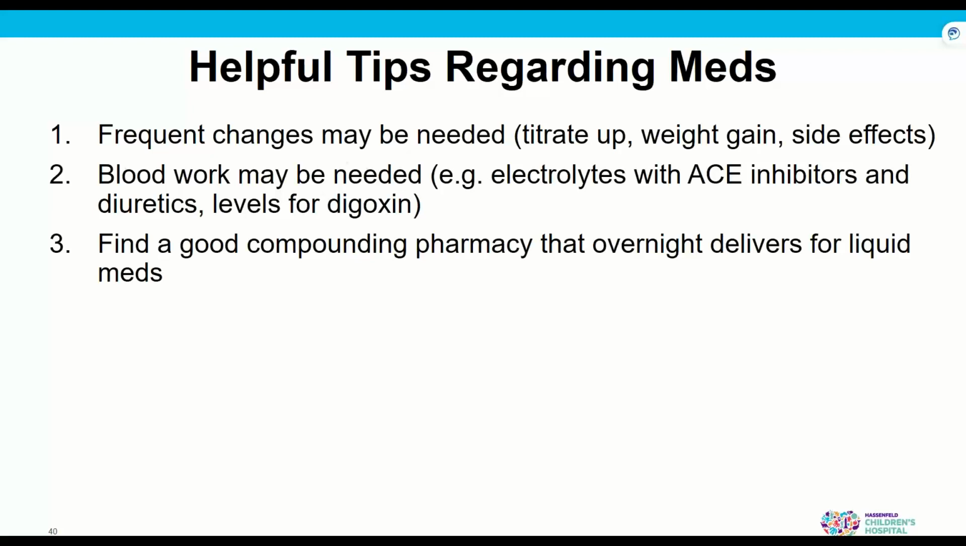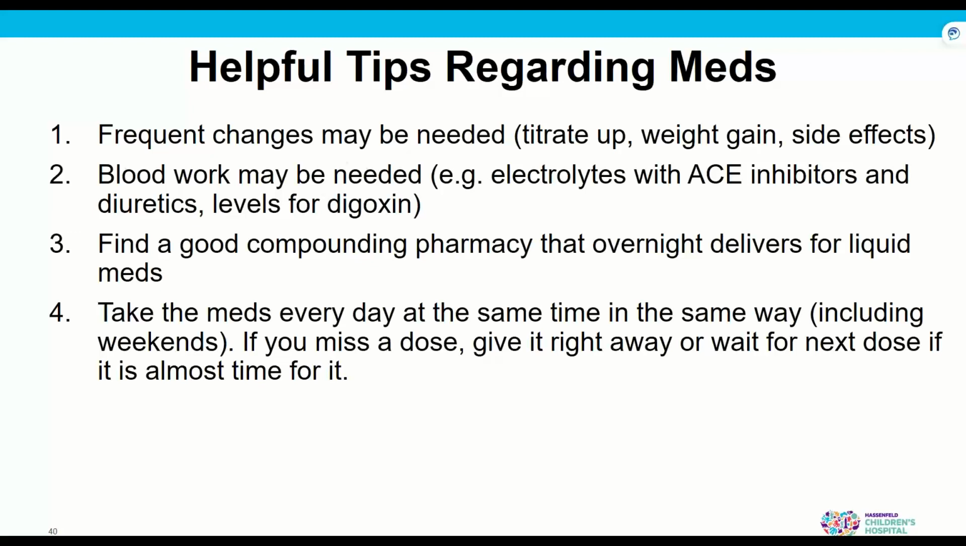Find a good compounding pharmacy, and I would talk to your team because I'm sure they have a good relationship with a compounding pharmacy. That basically means that for our younger children who require liquid medications, your local CVS or Walgreens may not do that. And so finding a good compounding pharmacy that has overnight delivery service can make your life a lot easier.